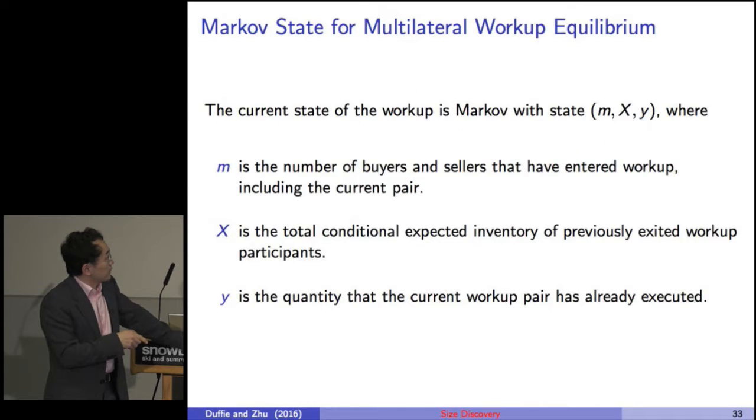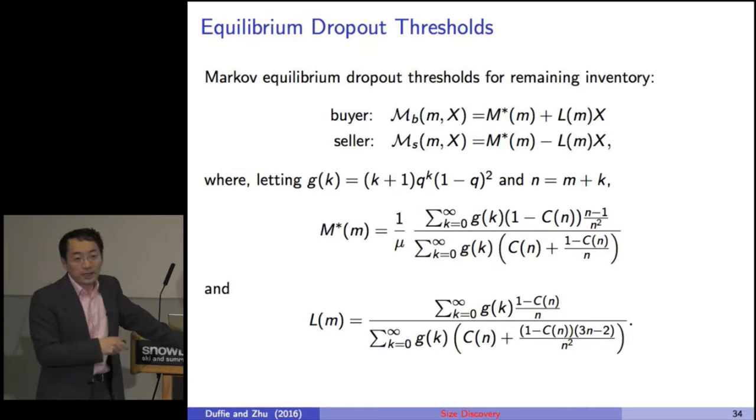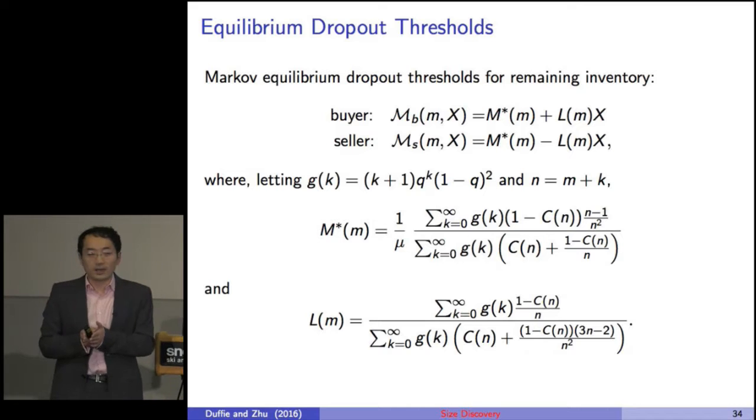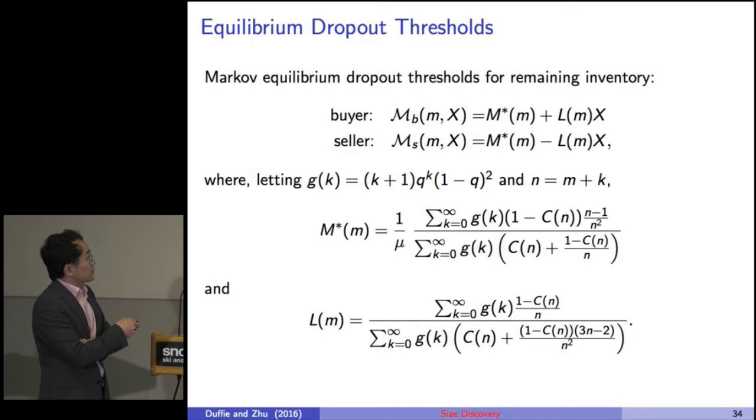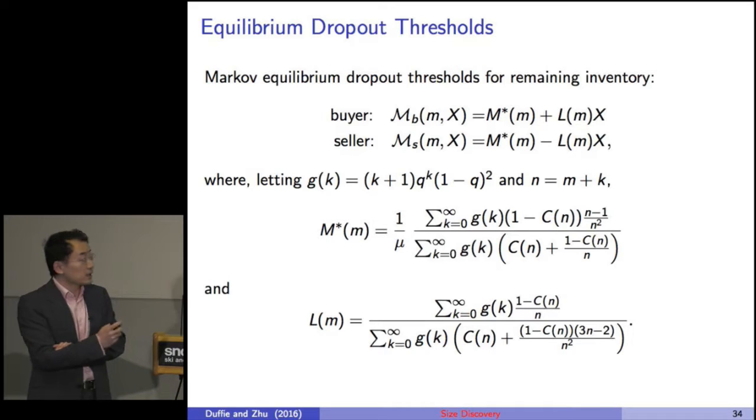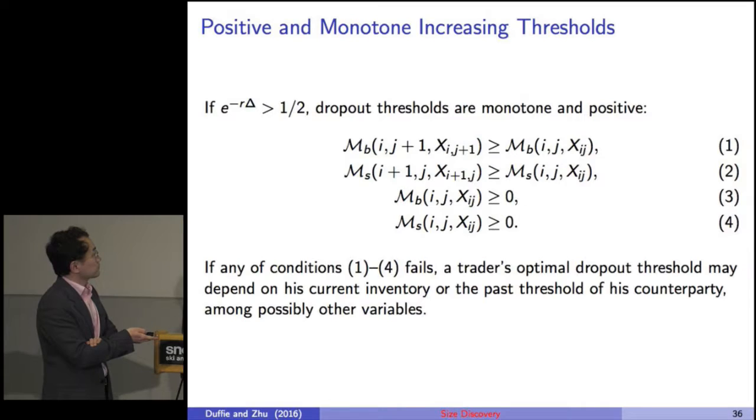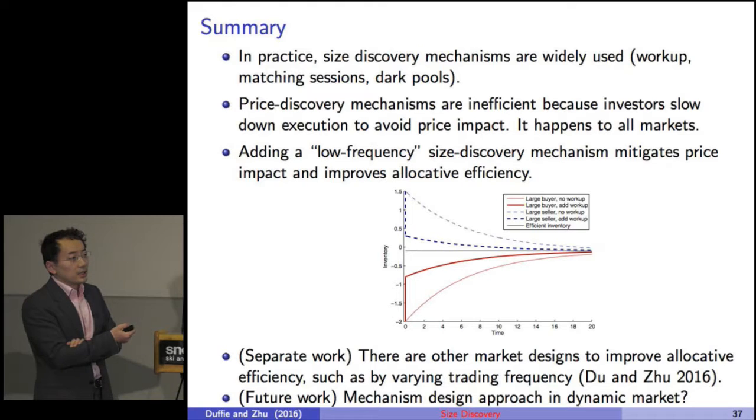The idea is similar. In fact, if you look at the form of the ultimate solution of the dropout threshold, they have a similar form. There is a symmetric solution. There is an offset term. Okay, I won't have time to go into the details, but this is actually tractable, although it involves a little bit of analysis. Okay, so let me wrap up.